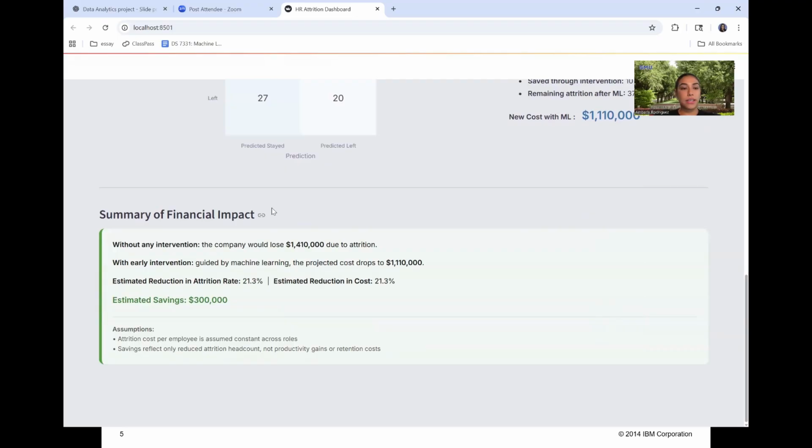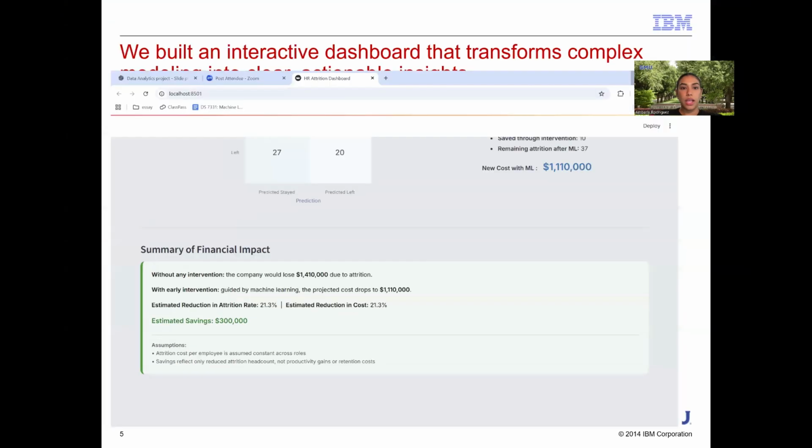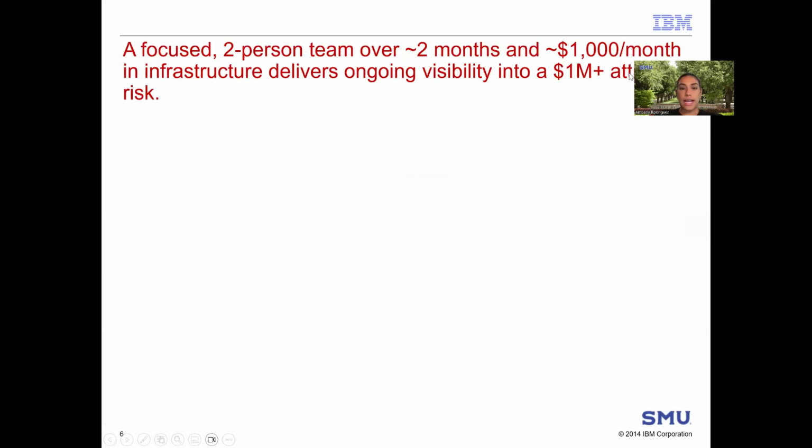And then down here we have a summary of the financial impact. And you can see that we have that $300,000 estimated savings. So that is our dashboard.